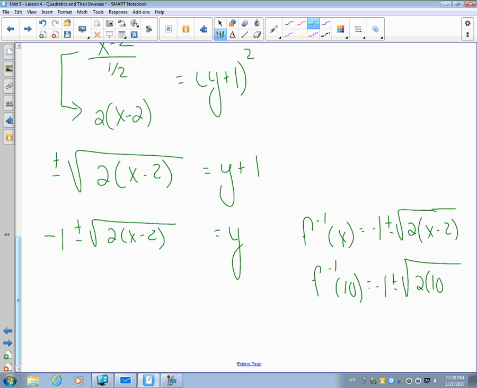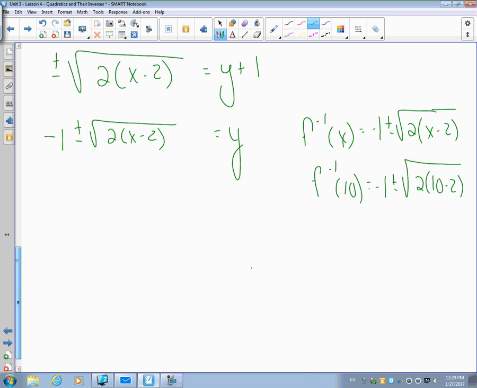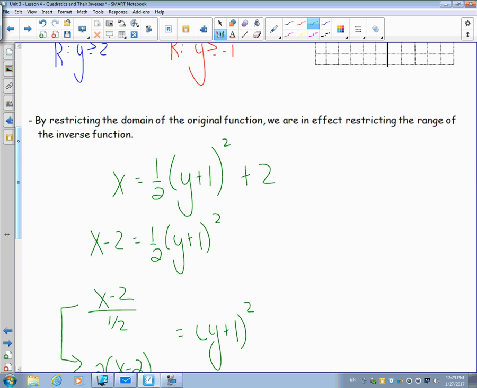Now, how many answers are there going to be this time? 2, because I have that plus and minus involved there. Okay. But we have to actually ask ourselves, which one do I want? What's the restriction? So I skipped over it, but back up here, by restricting the domain of the original, we're in effect restricting the range of the inverse.